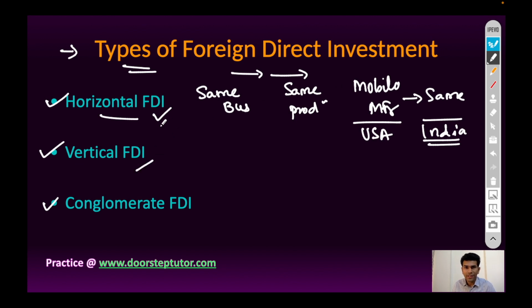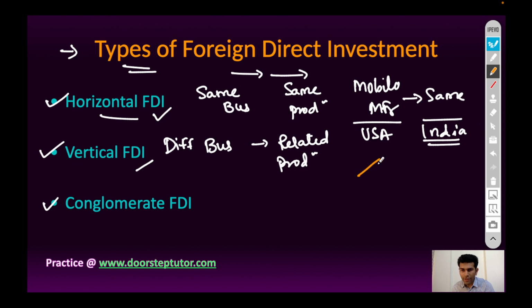Vertical FDI is when a company establishes a business which is different from its main business but sells related products. So, different from the main business but related products. It is called vertical FDI. And vertical FDI can be classified into backward and forward FDI.